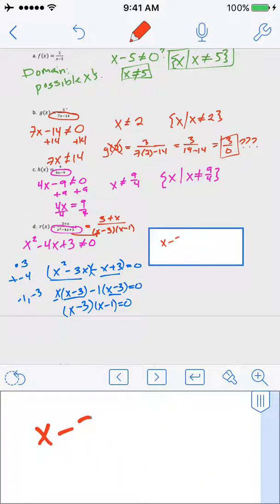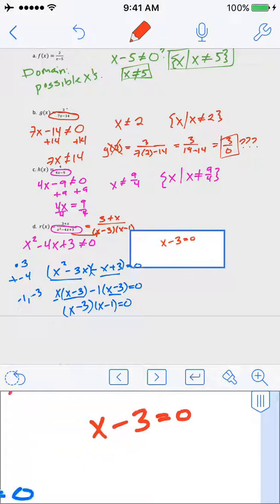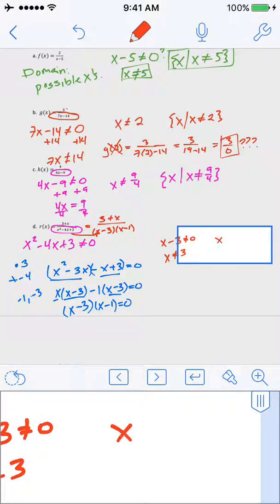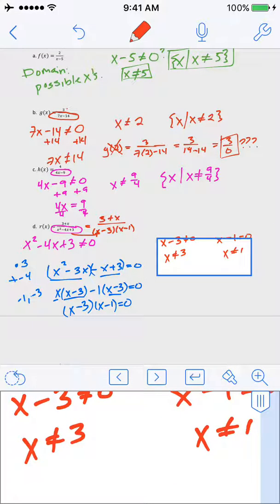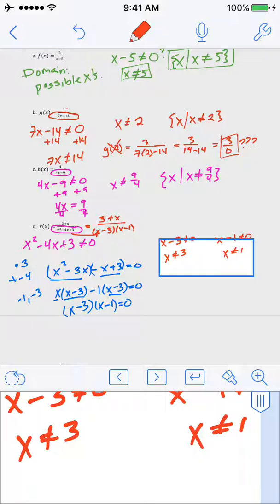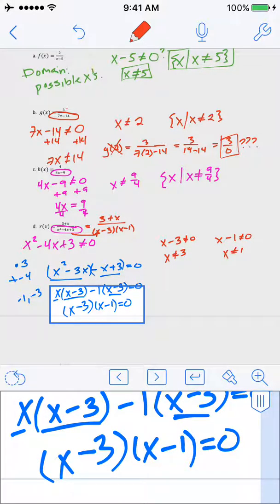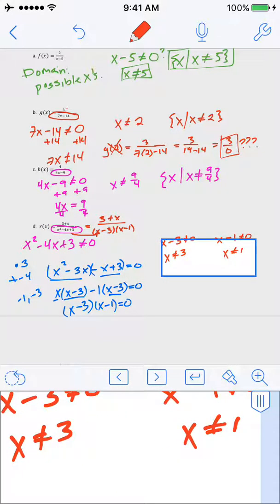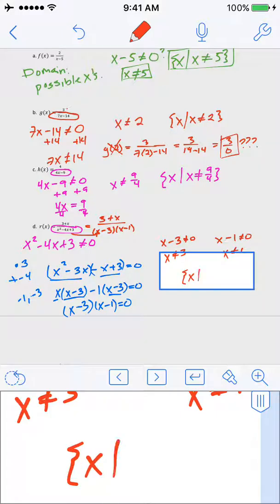Now I'll use zero product property. It says, okay, if this cannot equal 0, then x cannot equal 3. And if this cannot equal 0, then x cannot equal 1. So those are the 2 answers that I am not allowed to have, right? Because both of those give me 0 in the denominator. Both of those, if I plug that in, would give me 0 for this big polynomial. Alrighty. So my final answer, the domain here, would be all the x's in the world such that x is not 1 or 3. So it can't be 1 and it can't be 3. That's my domain.